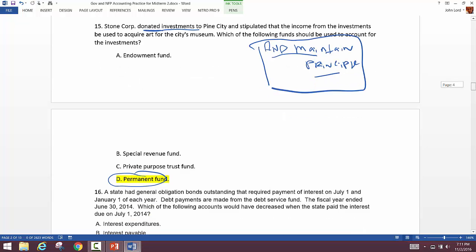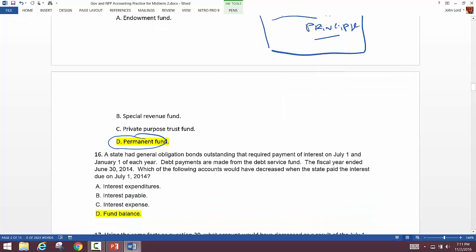It's right, but I don't like it. I think we can be clearer. Okay, we don't need to get tricky on this. I'm much more interested in giving you direct questions that directly test what we've studied. And the way we studied the permanent fund is what? You maintain the principal and you live off the interest, right? I struggle for decent permanent fund questions because I don't see a lot of them in test banks. So I'll look for a better one for you than that one.